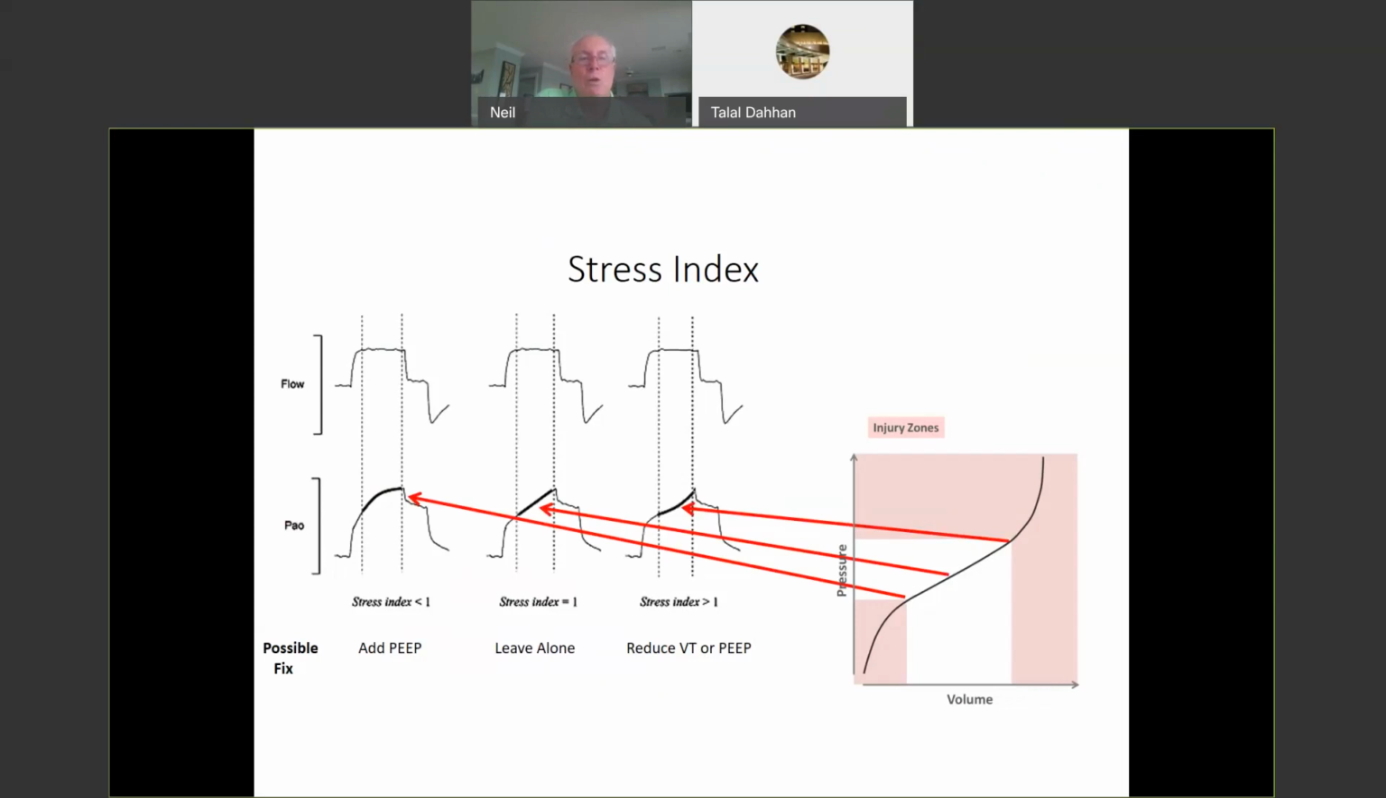If the exponent is 1, it means it's a straight line diagonal, as in the middle breath. If it's less than 1, it implies the curve is bending in that shape that you see on the far left. If the stress index is greater than 1, it's indicating again that the curve is bending upward. So this is how one might use a stress index, again, to fine-tune your ventilator settings.